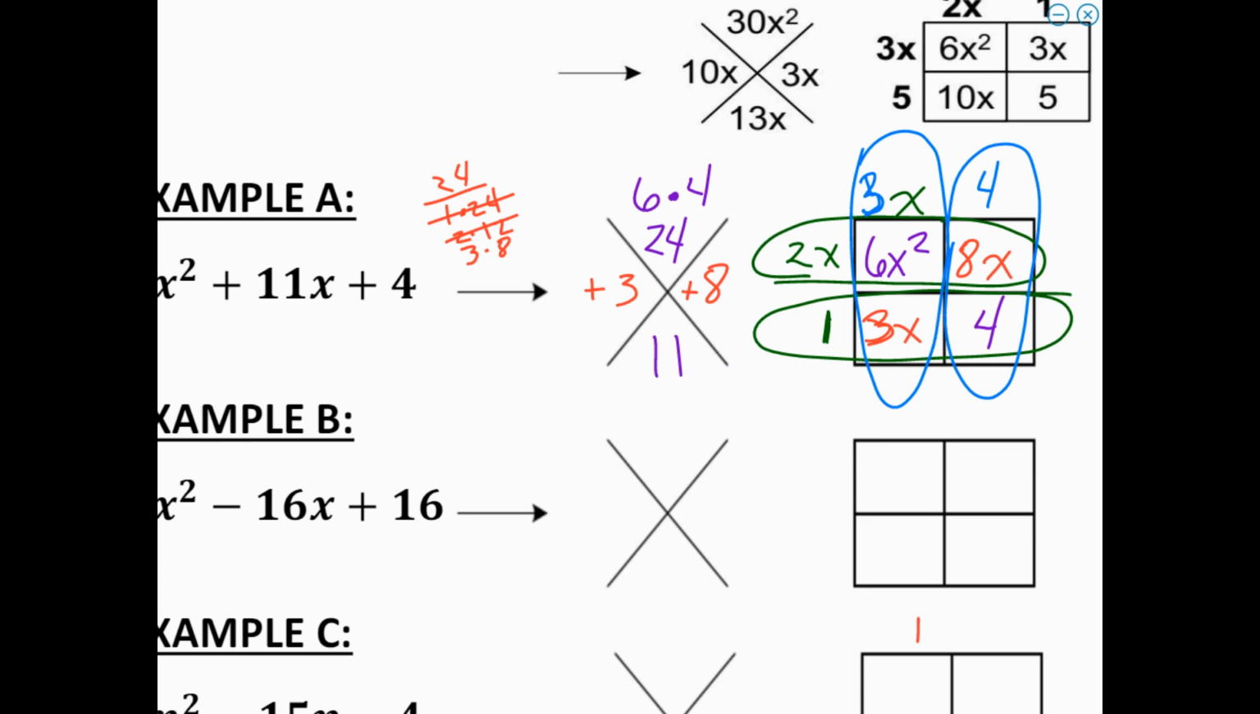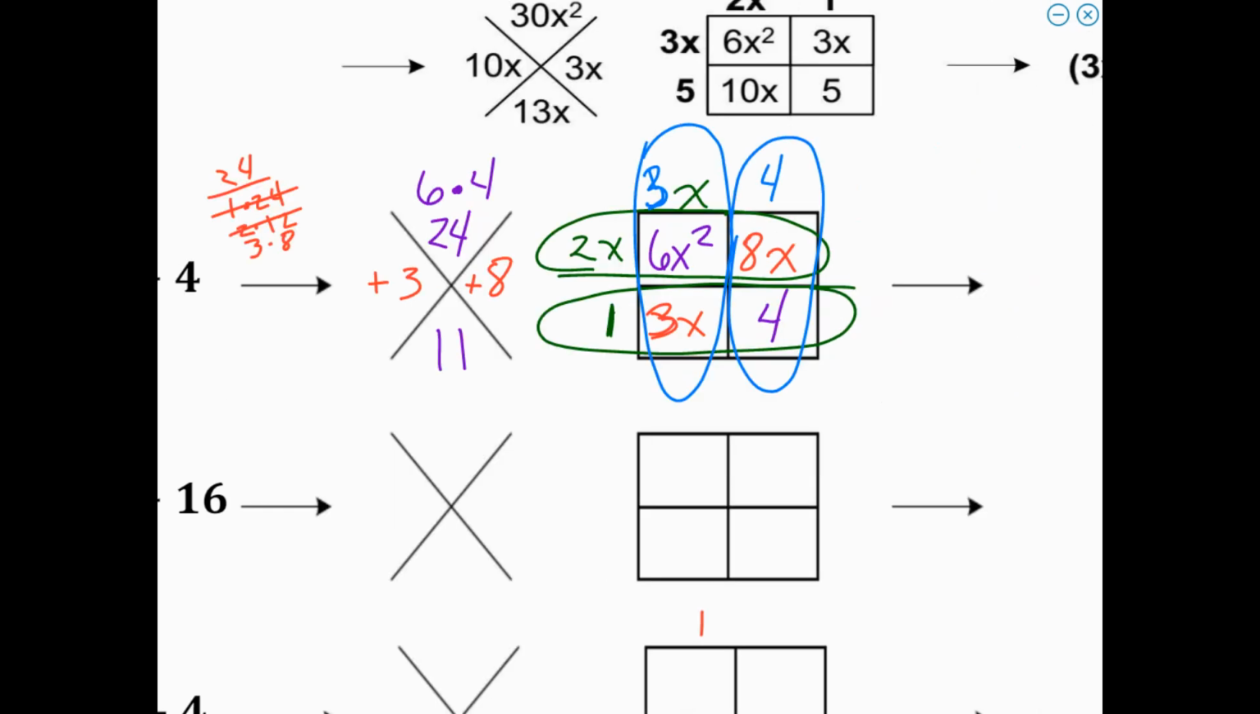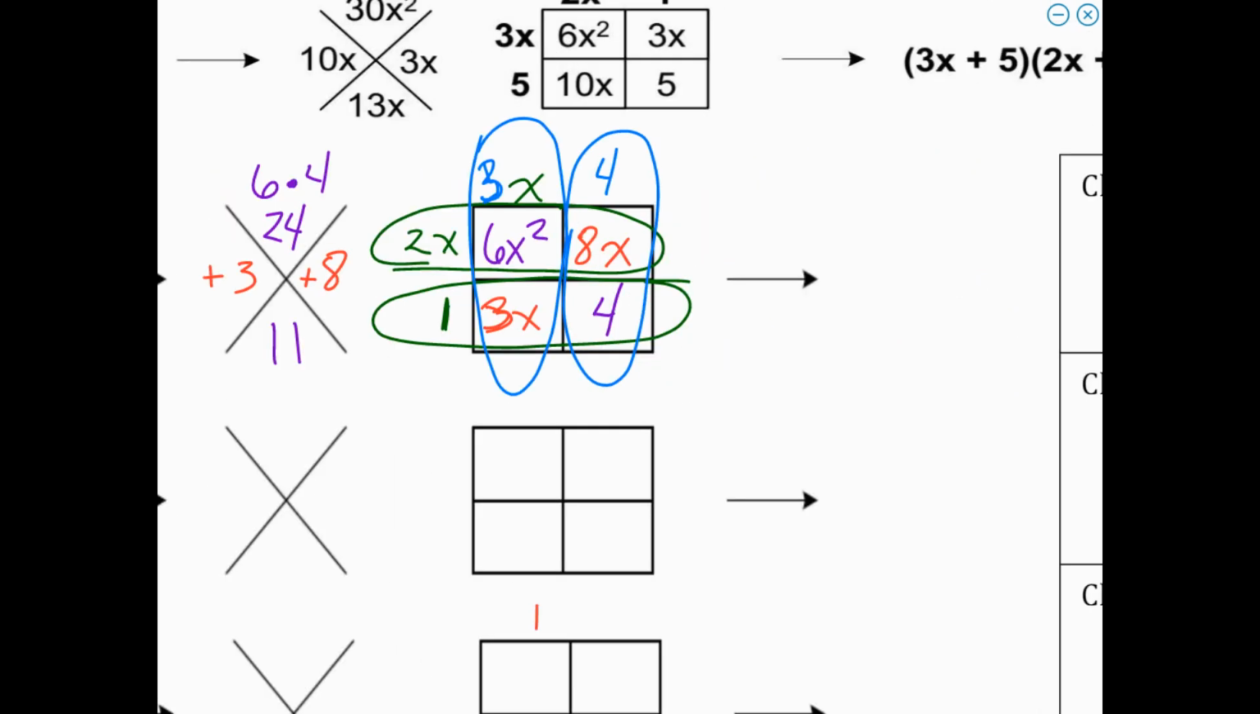Right, yeah. 4 times 1? Okay, so my factors that I'm going to list over here are 2x plus 1 times 3x plus 4. Okay.